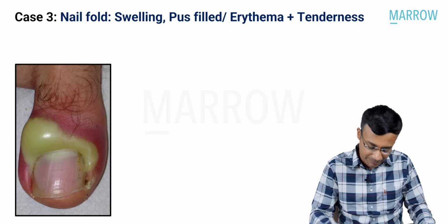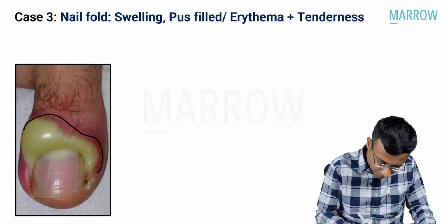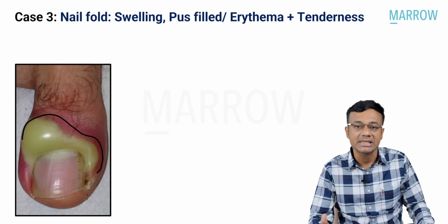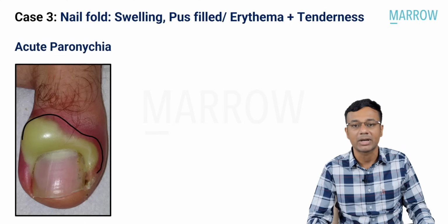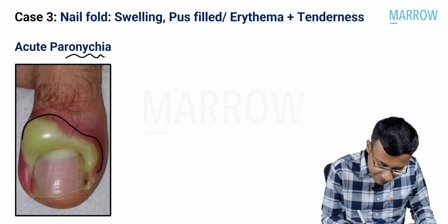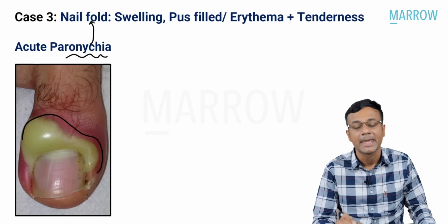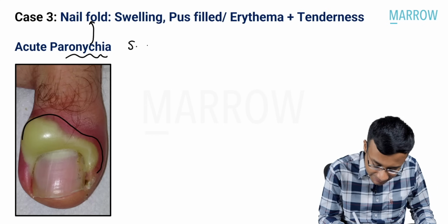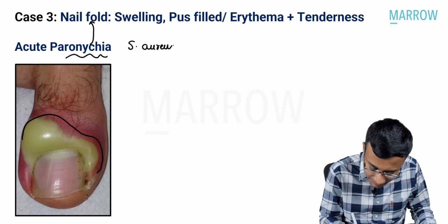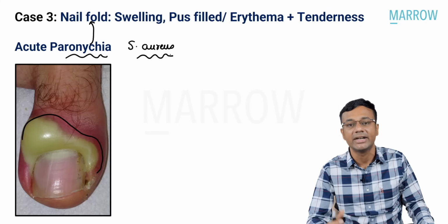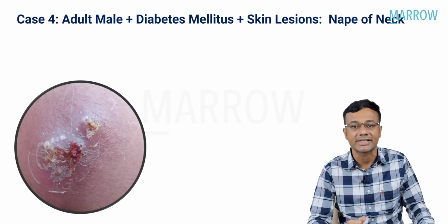The next case is a patient who presents with a nail fold swelling. It is filled with pus, there's erythema, and there's tenderness. This condition is called acute paronychia. Paronychia is nail fold infection. The causative organism here is Staphylococcus aureus. So this condition would need drainage and would need antibiotics.